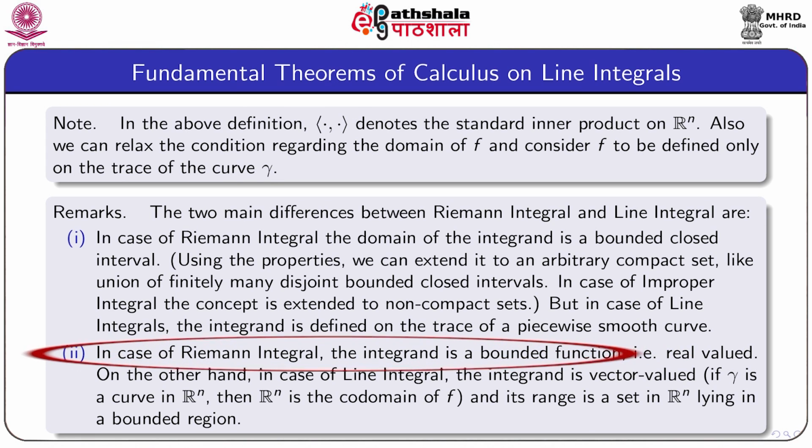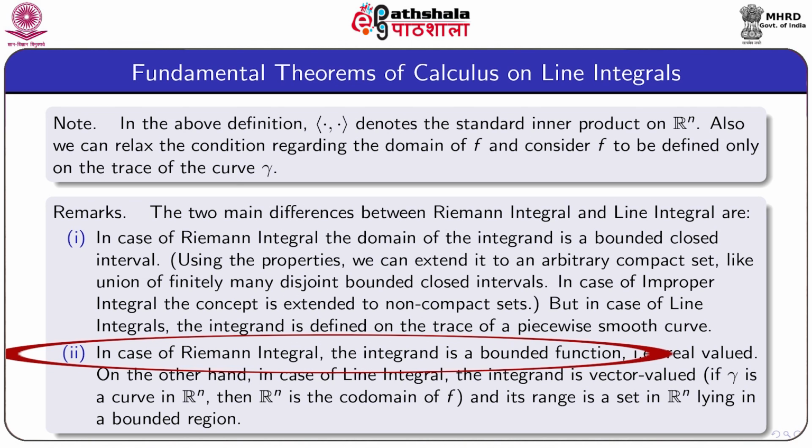The second point, in case of Riemann integral, the integrand is a bounded function, that is, it must be real valued. On the other hand, in case of line integral, the integrand is vector valued. If gamma is a curve in R^n, then R^n is the codomain of f and its range is a set in R^n lying in a bounded region.